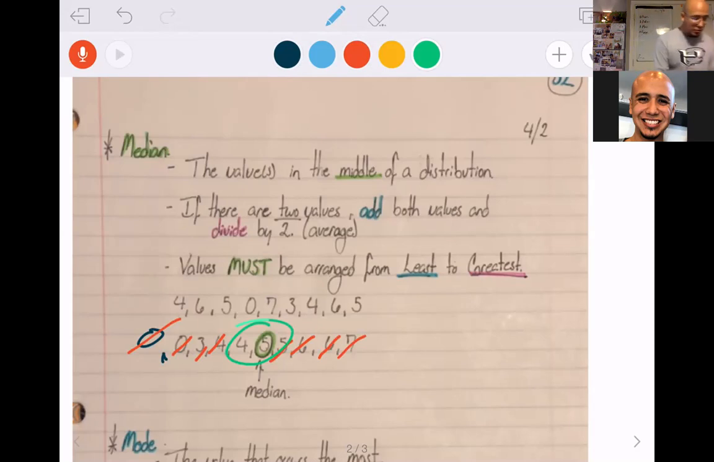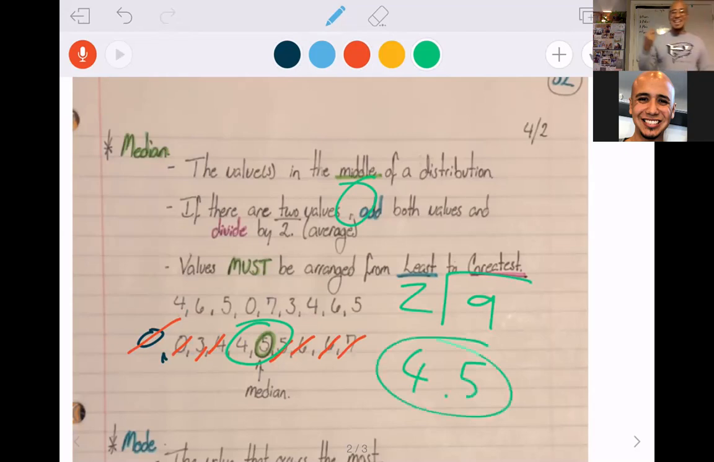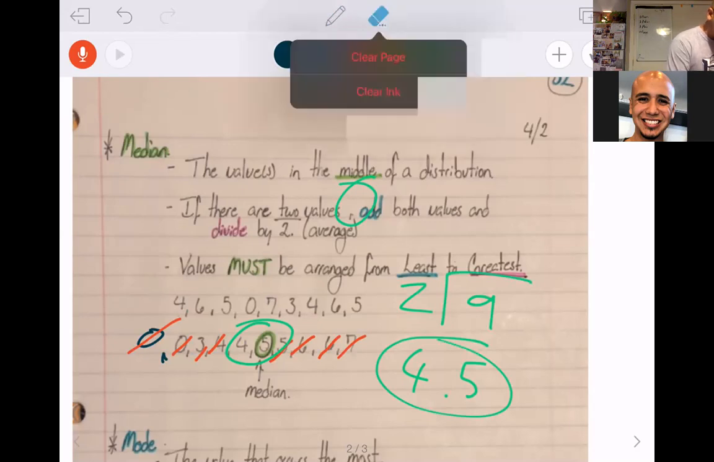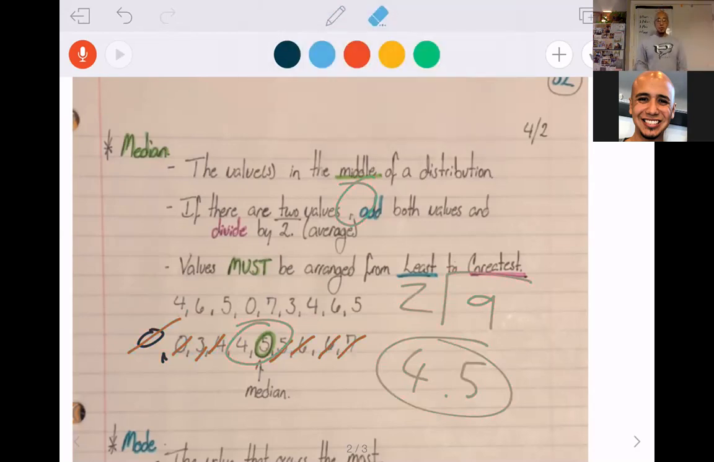So what I'm going to do is add up both of those numbers. So 4 plus 5 is 9. And then I'm going to divide by 2 because those are 2 numbers that I added up. So 9 divided by 2. So the median would be 4.5. That would be the median in that specific scenario. So that's median. Pretty simple.